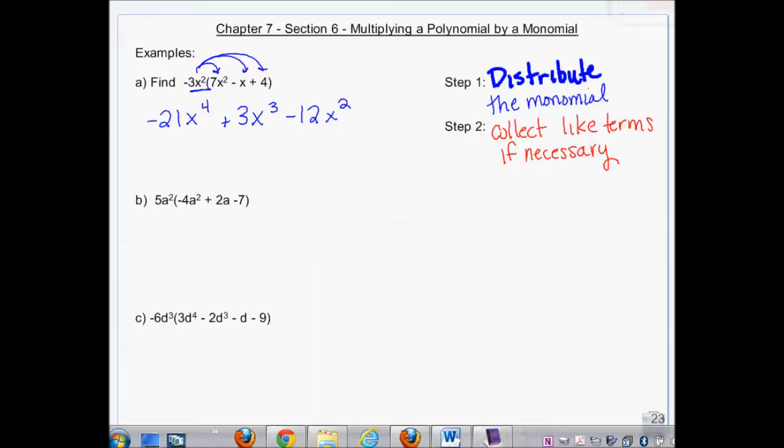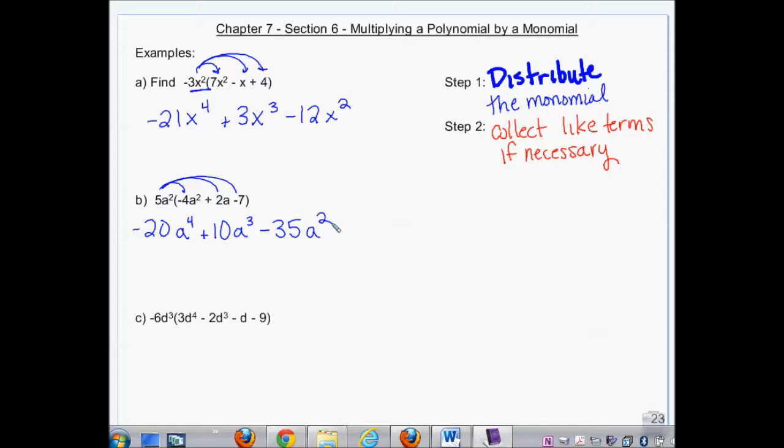So I'm going to distribute this 5a squared to each term inside. There's 3 terms, so do 3 multiplications. 5 times -4 is -20. A squared times a squared is a to the 4th. 5 times 2 is 10. A squared times a is a to the 3rd. And then 5 times -7 is -35 a squared. Almost like the first one. Yeah, it's almost exactly like it, except in this case we multiplied by negative, and here we multiplied by positive.